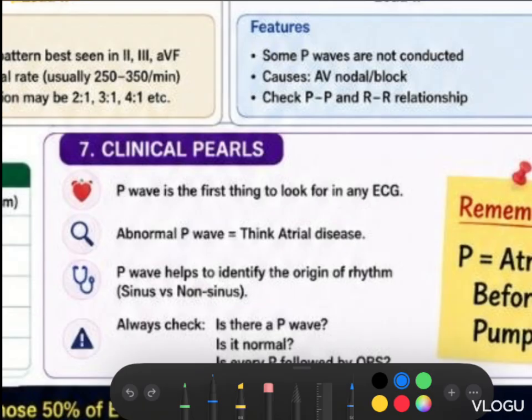So today we learned everything about the P wave, from basic physiology to clinical ECG interpretation. In the next lecture we will discuss the PR interval, one of the most important concepts for understanding heart blocks and AV nodal conduction. So we will see in our next day of the ECG series.